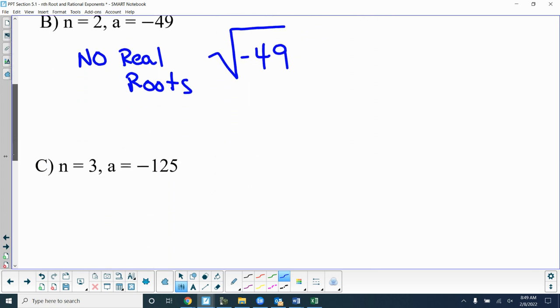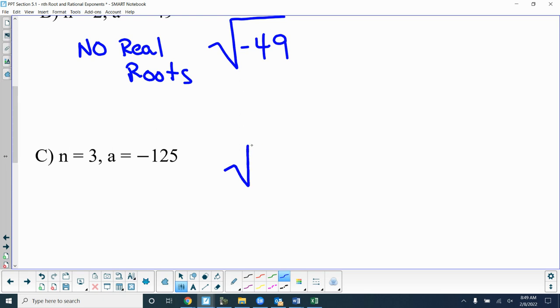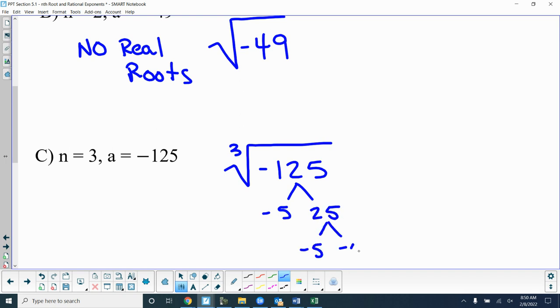Okay, this one. We want the cube root of negative 125. All right? So if I do a factor tree, is negative 5 times negative 5 positive 25? Yeah. I'm looking for a group of how many this time? I'm looking for a group of 3 this time. Do I have a group of 3? Yes. Oh, yeah. So this answer is negative 5. There is one real root. Is this making sense? Yeah.